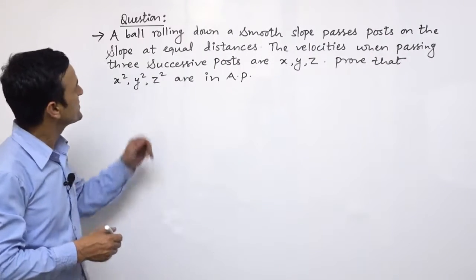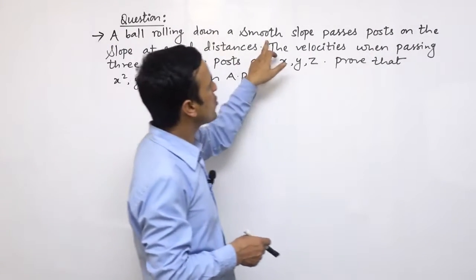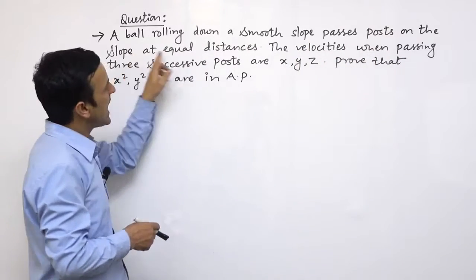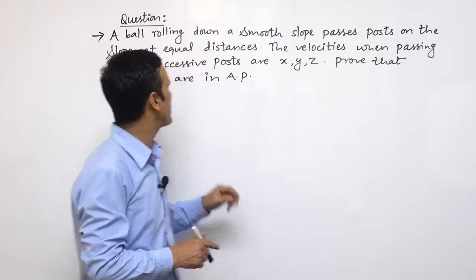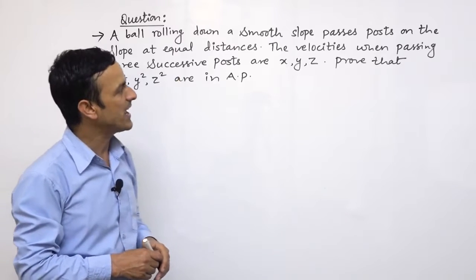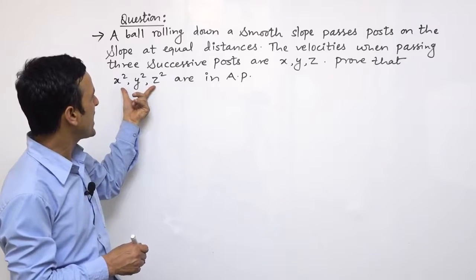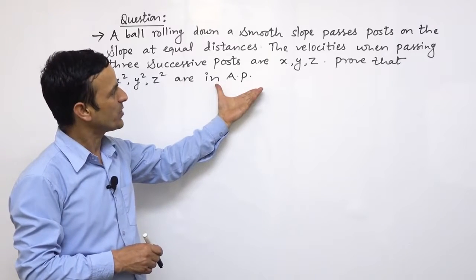Okay, students, now look at this question. A ball rolling down a smooth slope passes posts on the slope at equal distances. The velocities when passing three successive posts are x, y and z. We have to prove that x square, y square, z square are in AP. So this is the question.